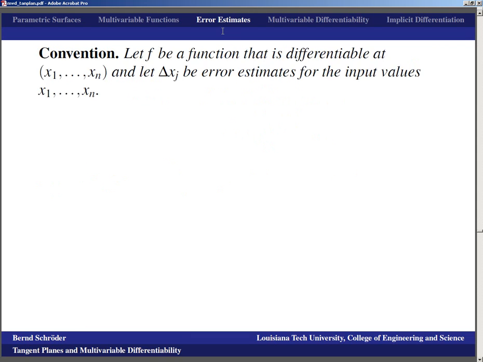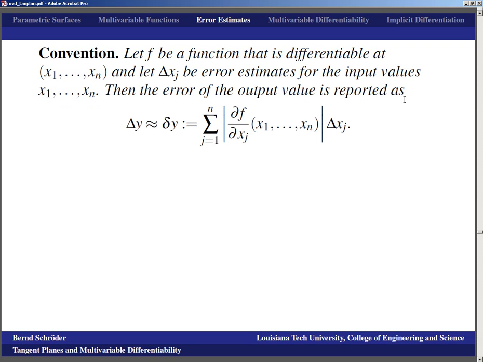We can look at that for error estimates. If we've got a function that is differentiable at x1 through xn, something I'll still have to define, but it's just going to be that partials and another technical condition are satisfied, then we let delta xj be error estimates for the input values x1 through xn. Well, then the error of the output value, the actual error, is the distorted value minus the actual value. That's capital delta y.